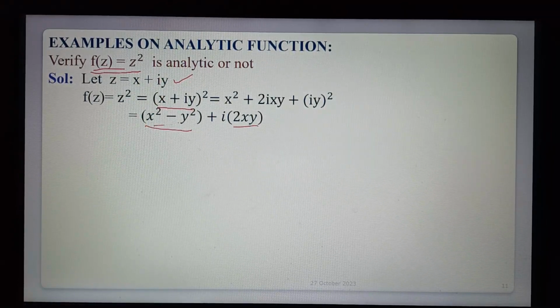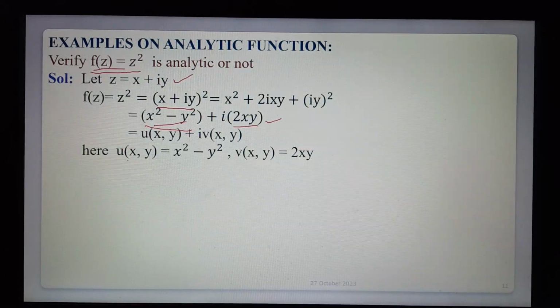So this is the real part of the function f of z, and this is the imaginary part. So this is u and this is v, that is, u of x comma y plus i into v of x comma y. This is the real part u and the imaginary part v. So u is equal to x square minus y square and v is equal to 2xy.